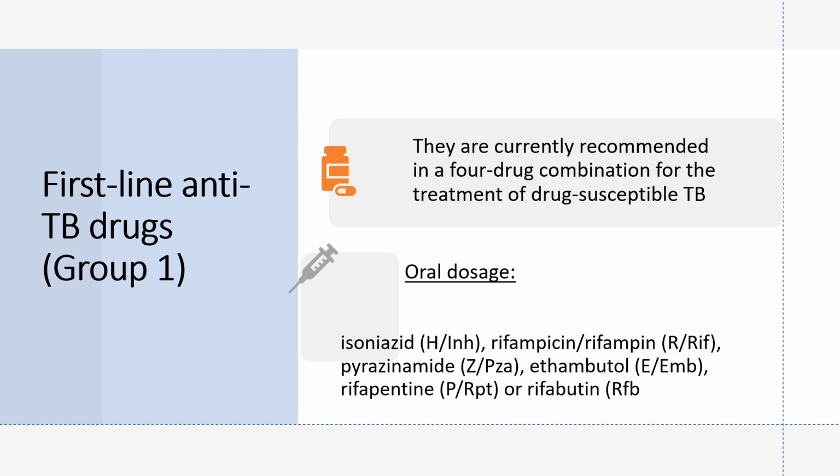Now, the characteristics of the first line treatment is that they are supposed to be potent, with high efficacy, because they are expected to have a strong killing effect against a broad range of Mycobacterium tuberculosis strains, and they are expected to have low toxicity, and not be expensive, and they are the well-established treatments.